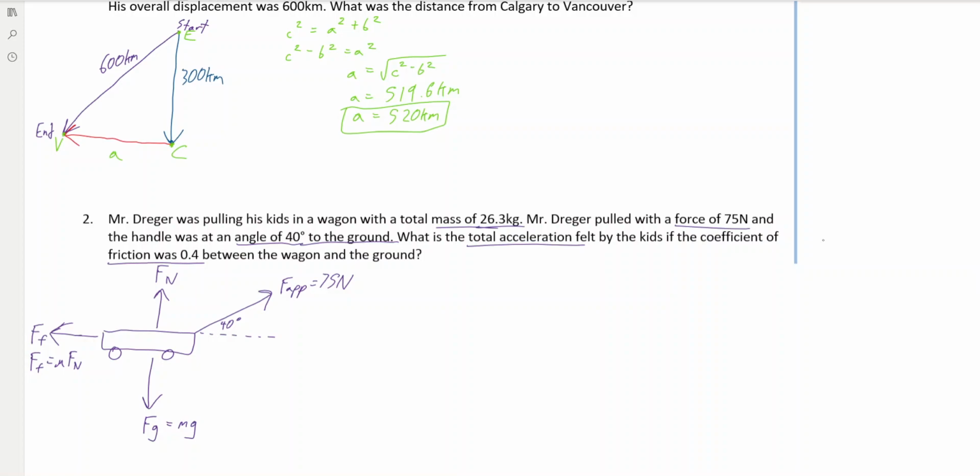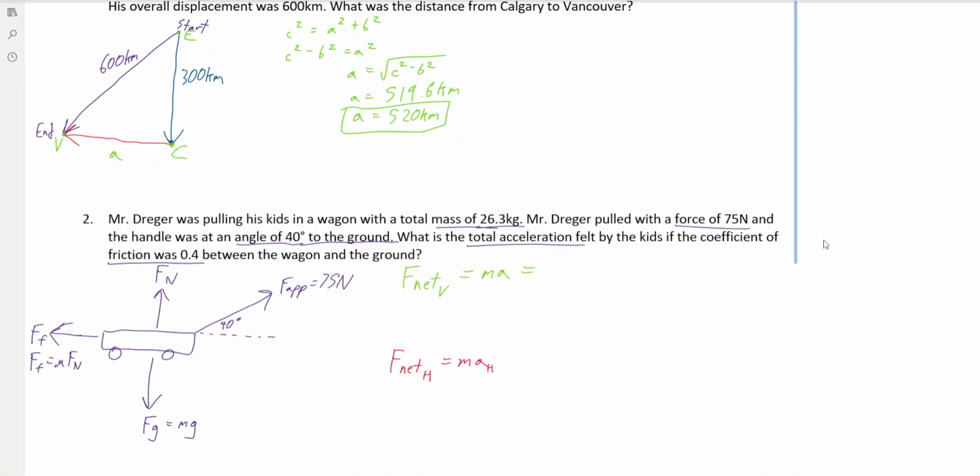Now that we have that, we need to work on seeing what the total acceleration felt by the kids is. So what we need to do is an F net in the vertical, and we need to do a separate F net in the horizontal. Maybe I'll do that in a different color. F net horizontal.